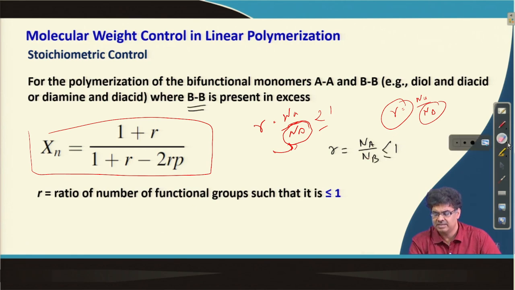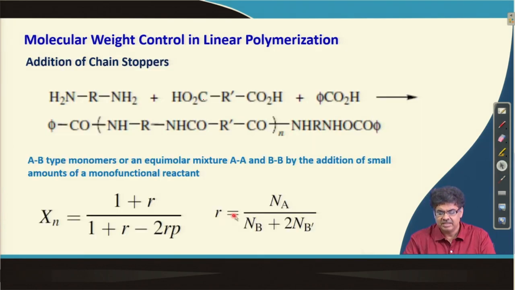Here, suppose we assume that Nb is higher, so we put Nb in the denominator, and we will find a value of R less than 1. Then you will be able to find the degree of polymerization. It is a little different because we are taking one monomer in excess. Similarly, here you can also add a stopper.